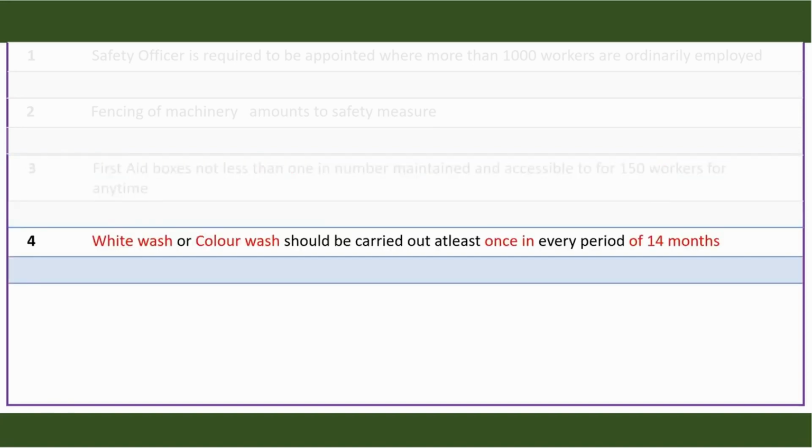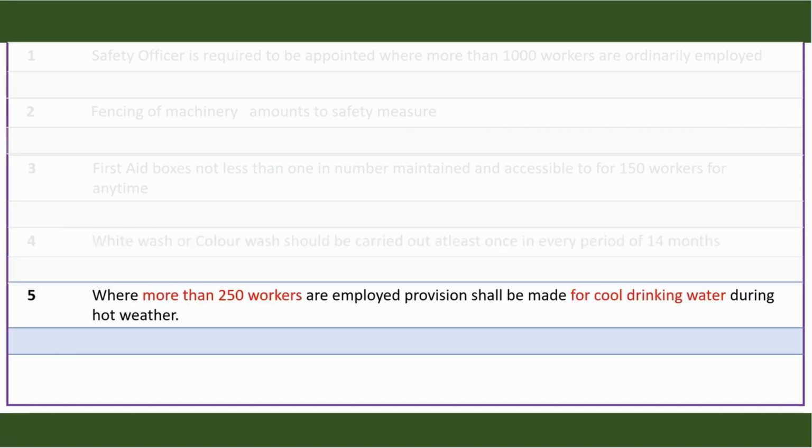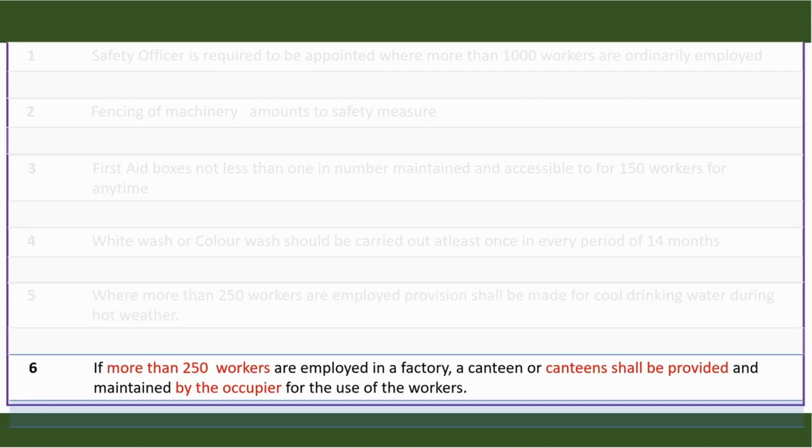Every 14 months, there should be a whitewash or color wash done in the factory premises. Cool drinking water during hot weather has to be provided separately the moment the number of workers is 250 and above. Canteen also should be provided and maintained by the occupier if the staff strength is 250 and above.